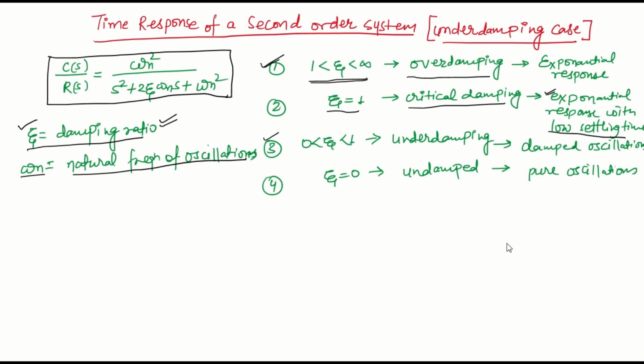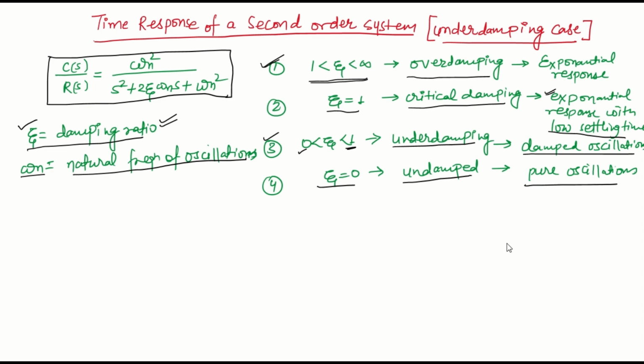In the third case, if the value of zeta lies from 0 to 1, this is known as the underdamping case, and the response is damped oscillations. We get oscillations, but the amplitude of the oscillations keeps on decreasing. In the fourth and final case, we consider zeta equals 0, known as the undamped condition, and we get pure oscillations at the output of a control system without any damping.